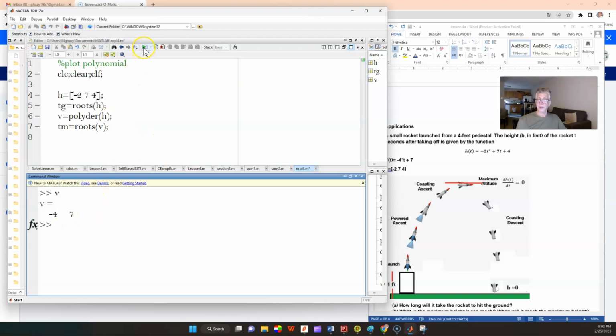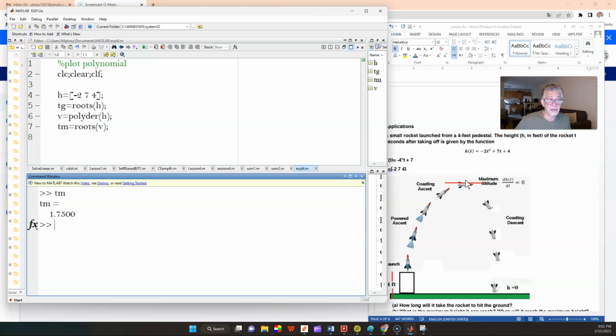Now let's run the program. And all right, tm. It's 1.75. So it will reach the maximum at 1.75. At time equal to 1.75, the velocity is equal to 0 and h is maximum. Now, what is the maximum height?